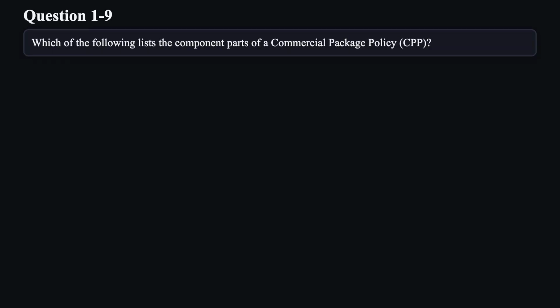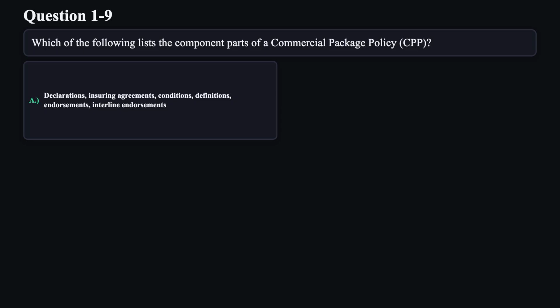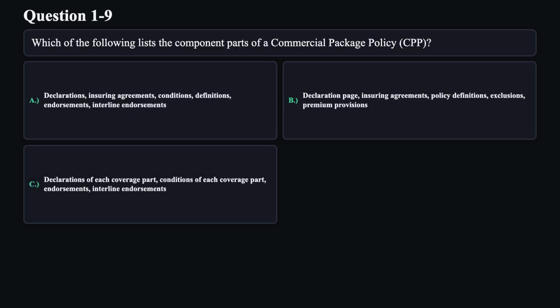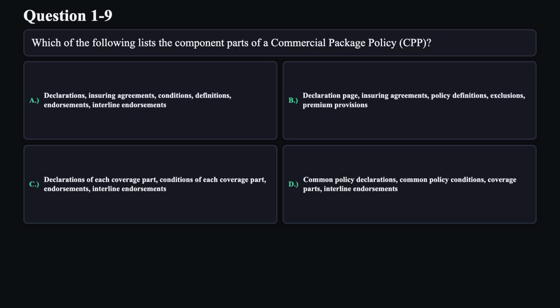Question 9. Which of the following lists the component parts of a commercial package policy, CPP? A. Declarations, insuring agreements, conditions, definitions, endorsements, interline endorsements. B. Declaration page, insuring agreements, policy definitions, exclusions, premium provisions. C. Declarations of each coverage part, conditions of each coverage part, endorsements, interline endorsements. D. Common policy declarations, common policy conditions, coverage parts, interline endorsements.